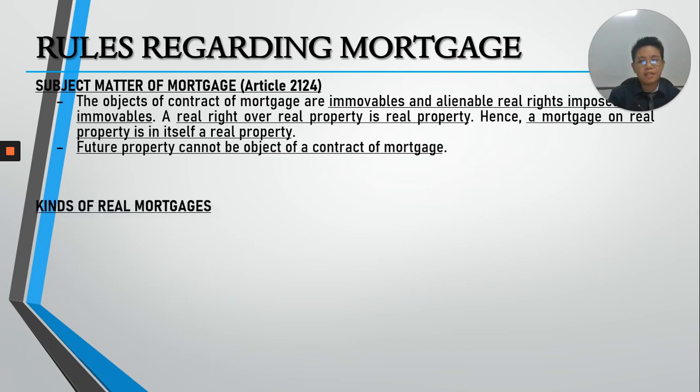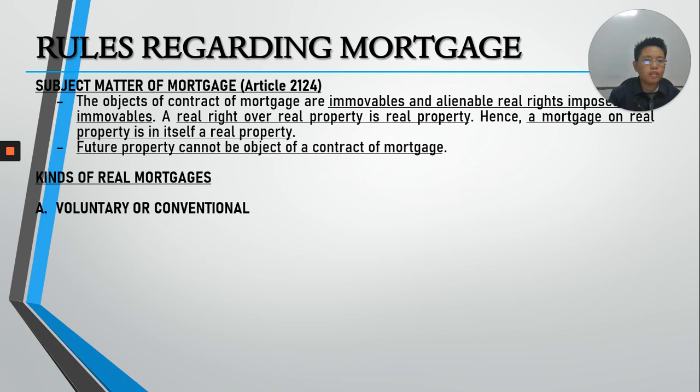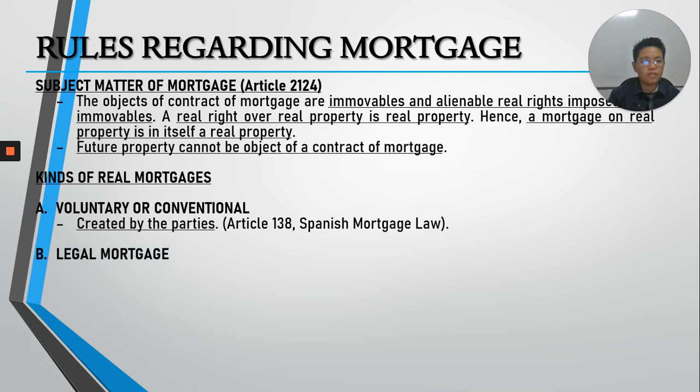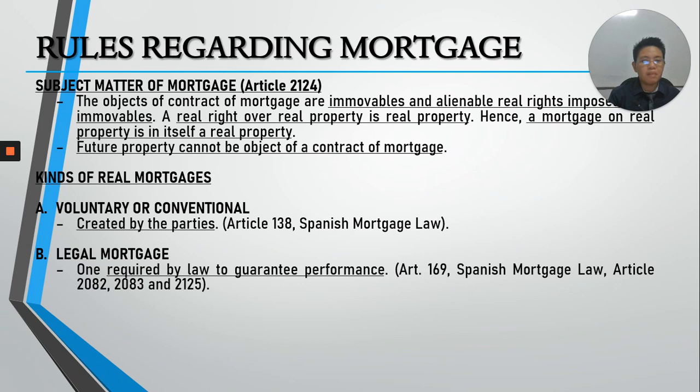So, what else? Kinds of mortgages: voluntary or conventional, created by the parties. As I've already always mentioned, anything that is voluntary or conventional, laging by parties yan. Legal, lagi kong sinasabi, by law. What else? This has to do yung 2082, 2083. This has to do with sa mga bondsman, yung mga nagpapiyansa. Hindi ko na masyadong i-discuss kasi talagang out of topic na siya sa inyo.